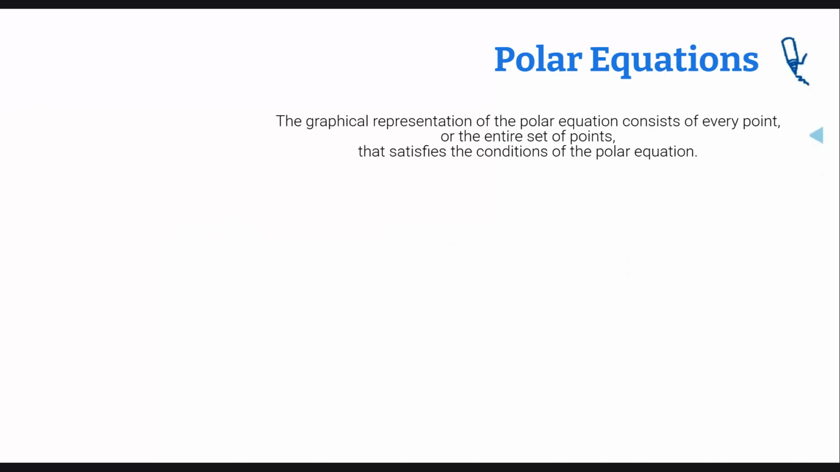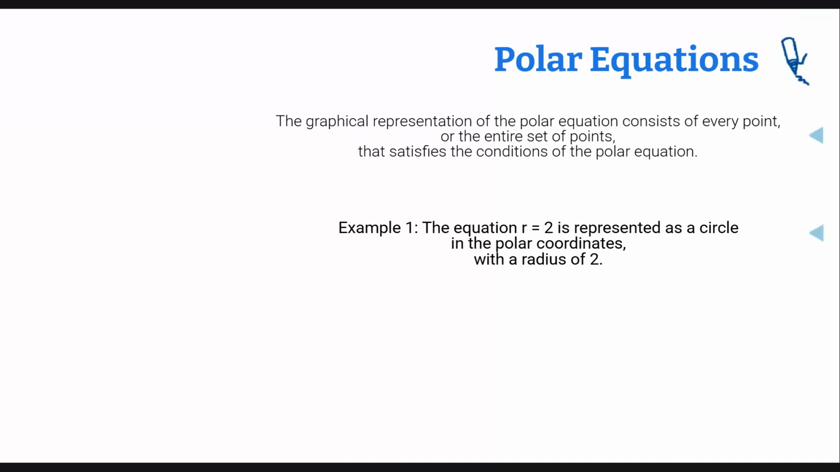The graphical representation of the polar equation consists of every point, or the entire set of points, that satisfies the conditions of the polar equation. Example. If I told you to graph the polar equation r equals 2, how would its graph look in the polar plane? In the polar plane, I go to r equals 2, right? So this second circle, the one with the 2 on it, I will draw a full line on the 2, which will result in a circle. On the 2, R is 2.